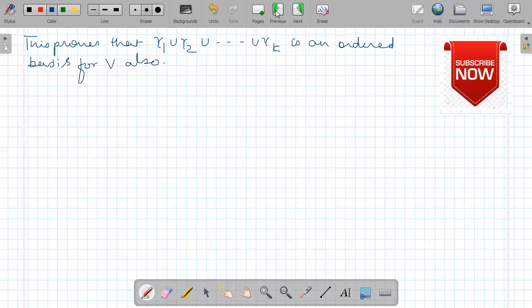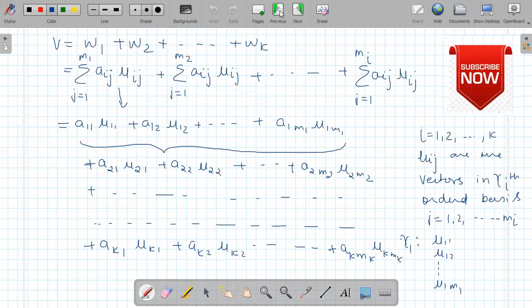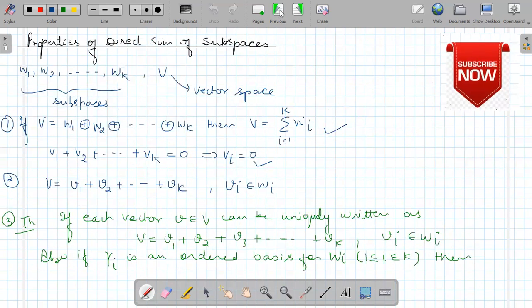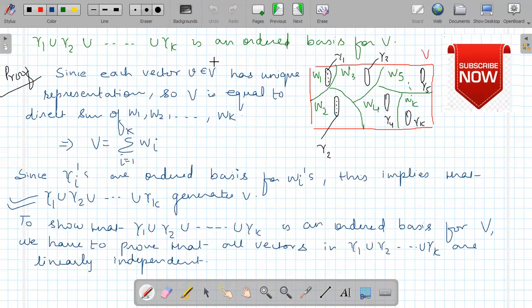I hope you understand this lecture and the property of direct sum of subspaces, which is a new property that if we are given two conditions, that one is each vector has unique representation, and for each subspace we have some ordered basis, then the union of those ordered bases, one from each subspace, forms the ordered basis for vector space V also. Okay.